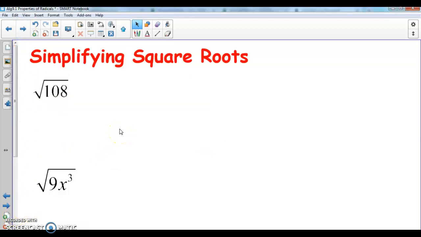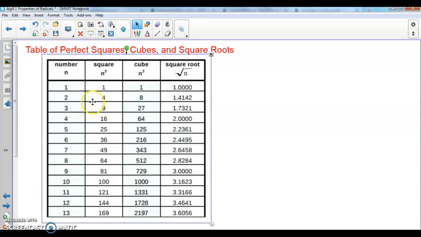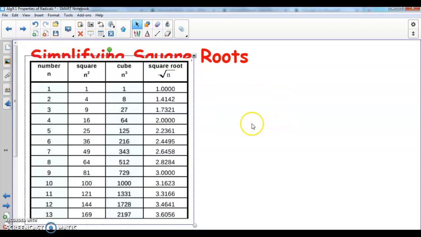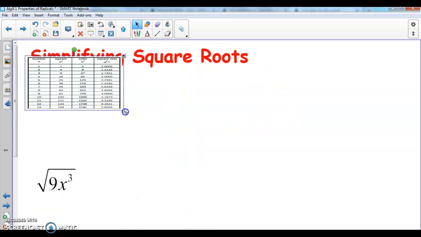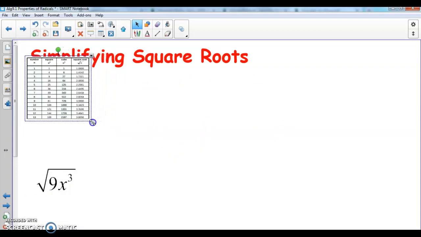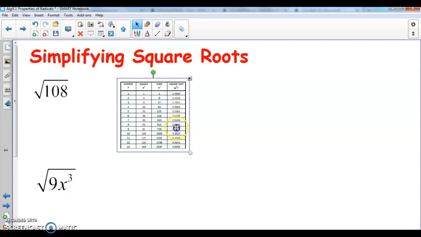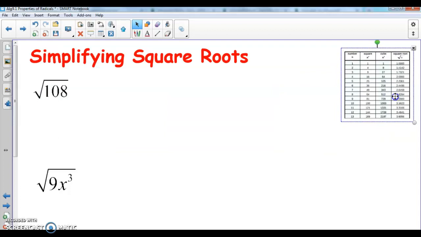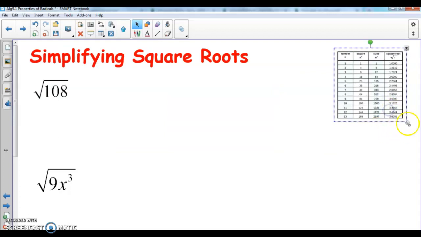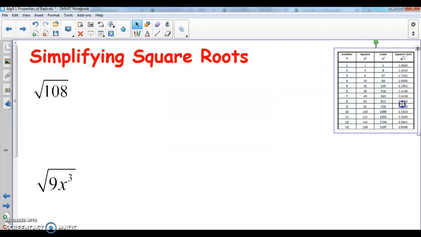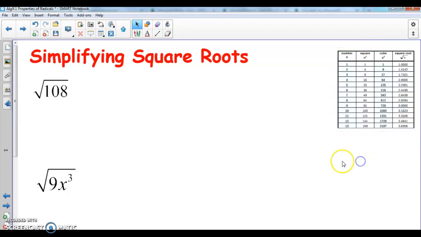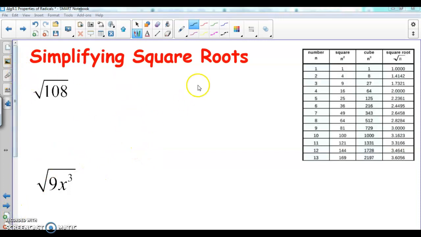How do we simplify square roots? Before we answer that, I'm going to copy this table on the new page we're going to look at. I'm going to make like a small version of it. There we go. So if you don't have a calculator ready for you to use, then we're just going to refer back to this one. Okay. So our first task is to learn how to simplify square roots.